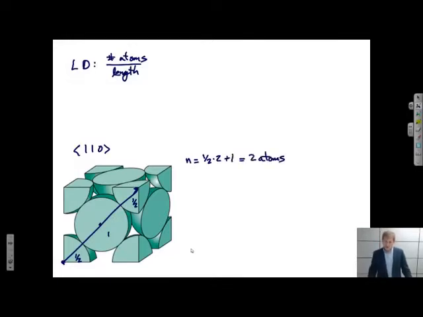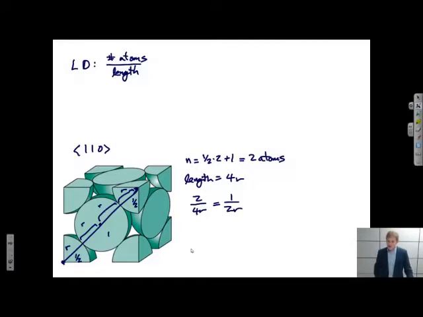Okay, what is the length of the direction I've shown? Oftentimes, this is just calculated in terms of the radii of the atom. So in this case, that length equals 4r. So the linear density of the 110 direction in the FCC structure is just 2 over 4r, or 1 over 2r.